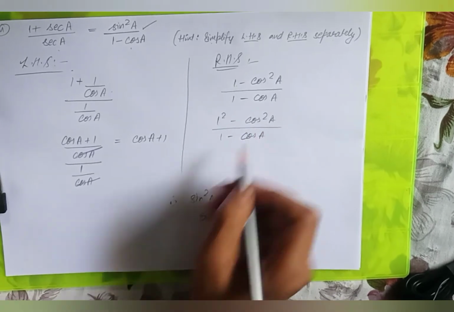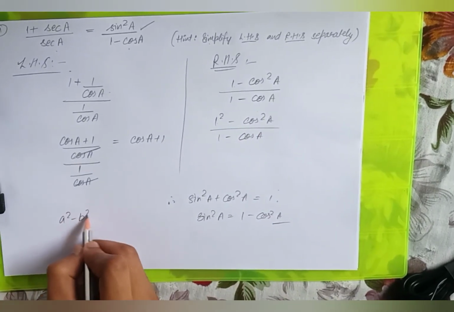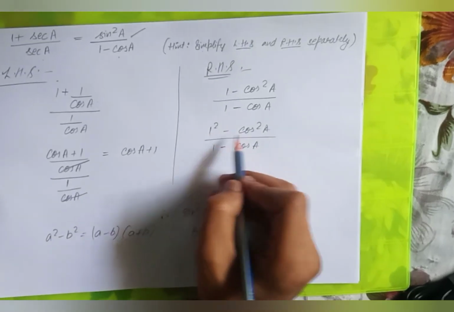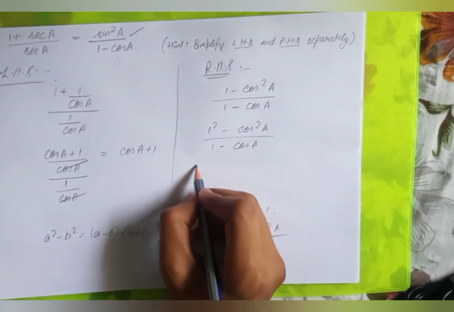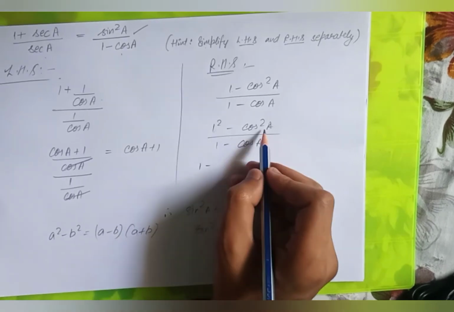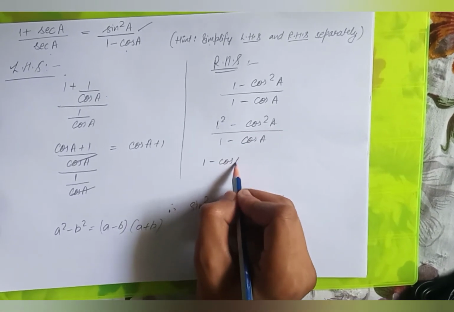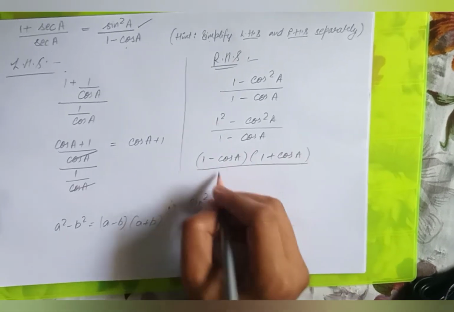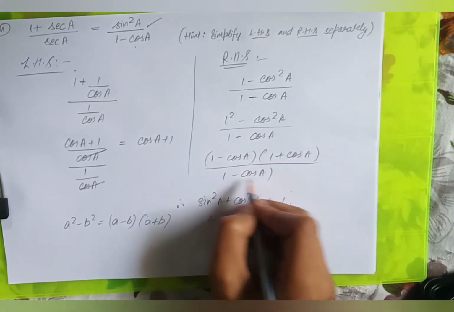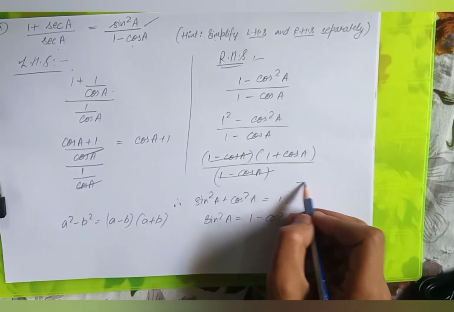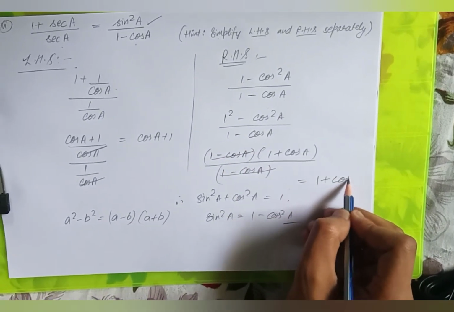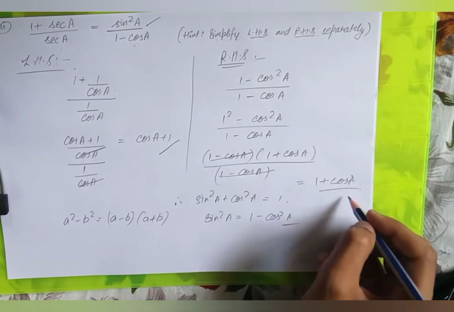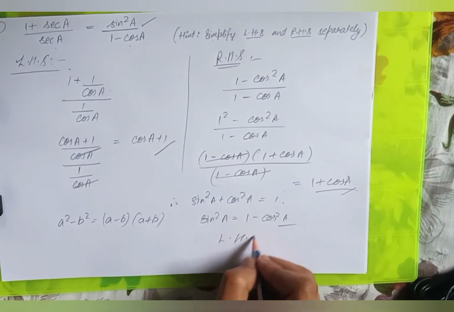We have identity for a square minus b square, that is a minus b, a plus b. Now a is 1, b is cos a, so we can write 1 minus cos square a as 1 minus cos a, 1 plus cos a. Now the denominator is 1 minus cos a. This will simplify and this will cut off, and the remaining will be 1 plus cos A. Now the LHS is 1 plus cos A and the RHS is 1 plus cos A. So we have proved LHS is equal to RHS.